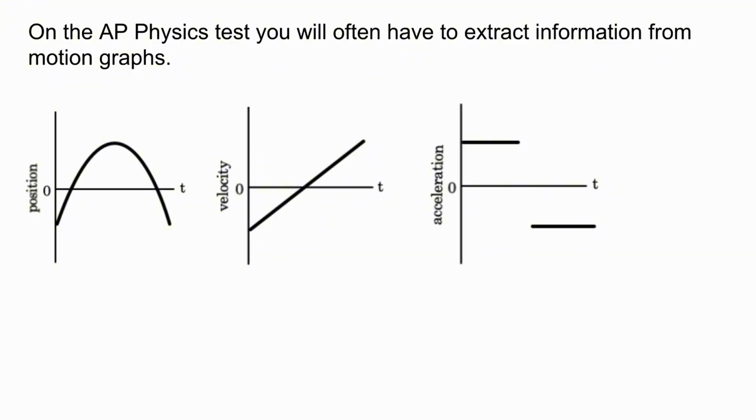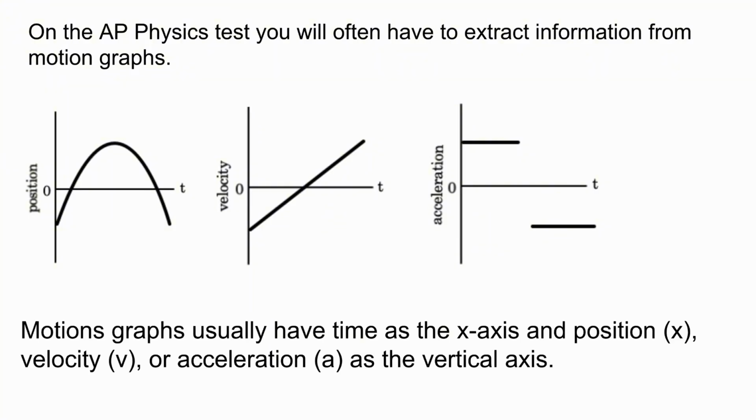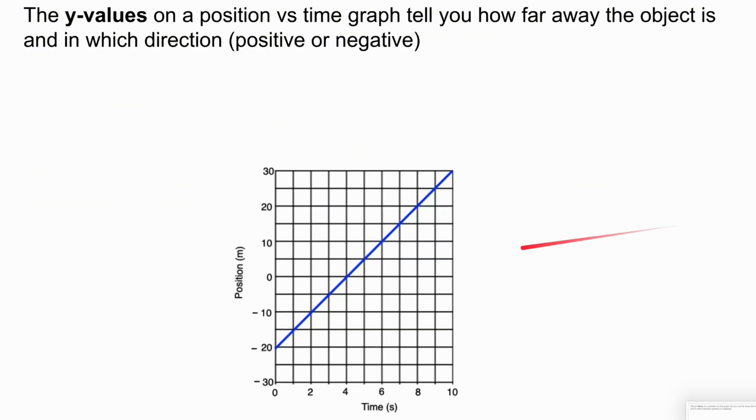We have three types of graphs. In all three of these graphs, the x-axis is going to be time, and that's always going to be in seconds. And then we have a position graph, a velocity graph, or an acceleration graph. So the y-axis changes, but the x-axis is always time. Let's start with the position versus time graph.